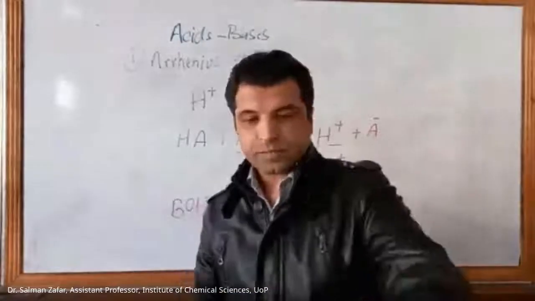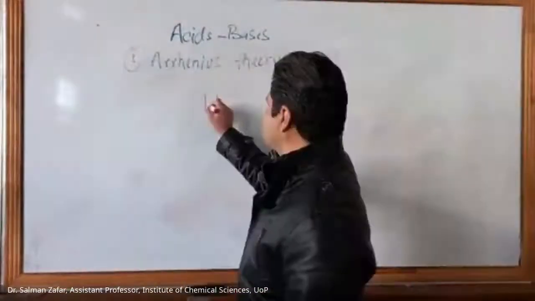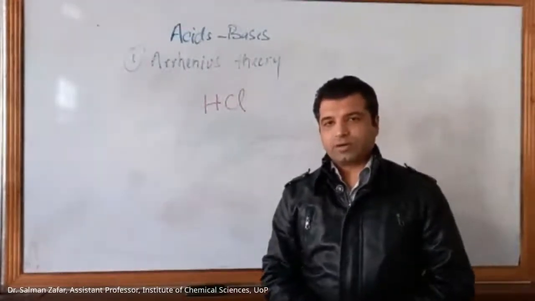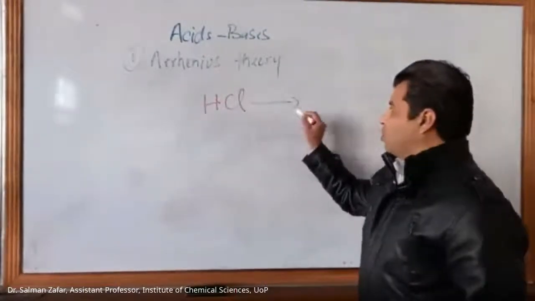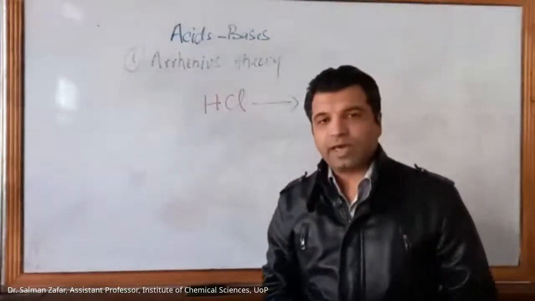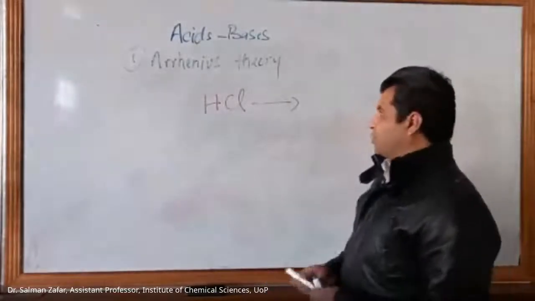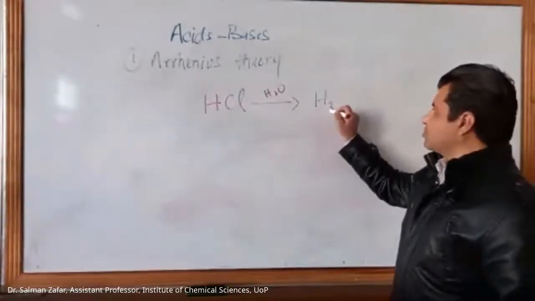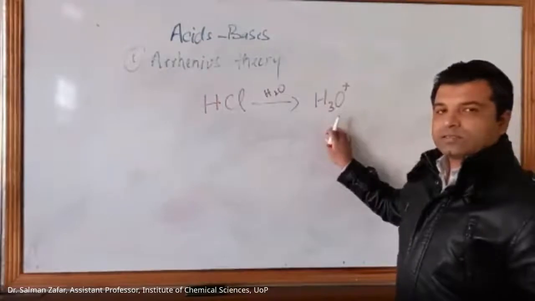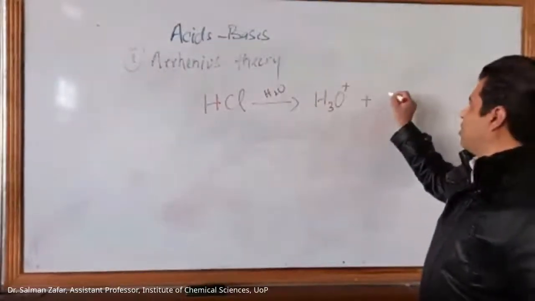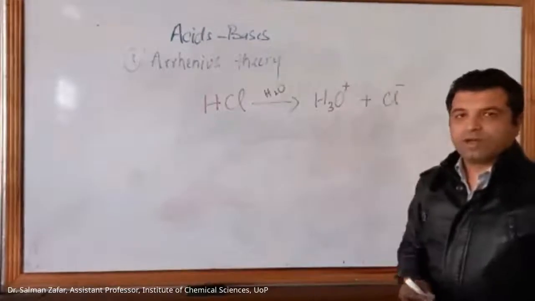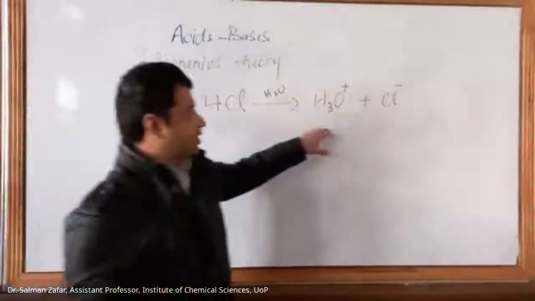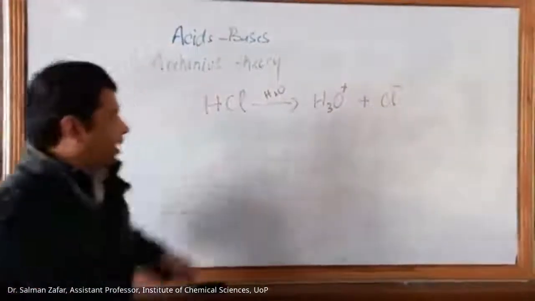Now let's see some examples. For example, we have this molecule of HCl, hydrochloric acid. If you have an aqueous solution of HCl, what would happen as a result is that it will produce this hydrogen ion along with the formation of a chloride anion. Right, so HCl dissociates into H plus and Cl minus.